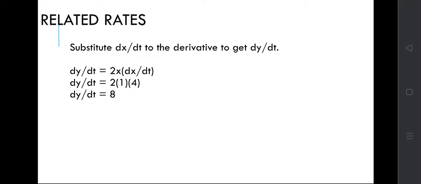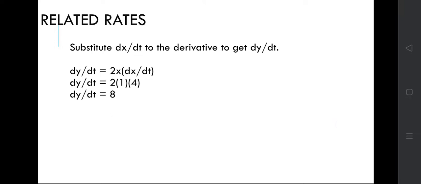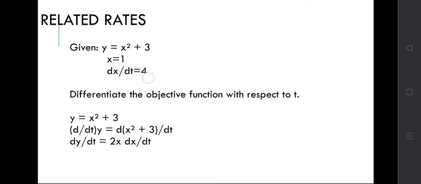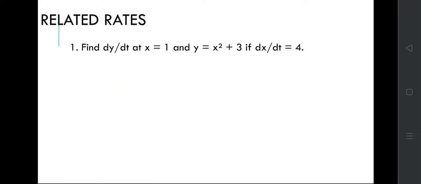So, dy over dt is equal to 2x multiplied by dx over dt. Dy over dt is equal to 2 multiplied by 1, kasi ang value ng x is 1, multiplied by dx over dt. Ang value ng dx over dt natin dito is 4. So, multiply all, simplify, we will now have dy over dt is equal to 8. So, the dy over dt at x is equal to 1 and y is equal to x squared plus 3, if dx over dt is 4, is equal to 8. Ito yun.